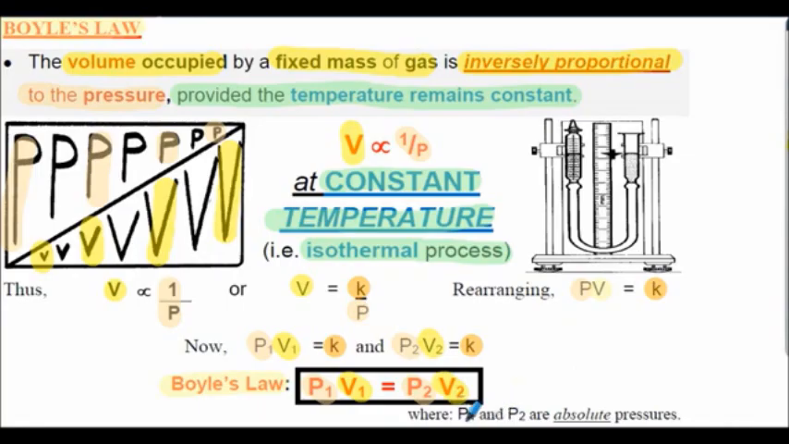Note that pressures P1 and P2 are absolute pressures. We must always use absolute pressures within the gas laws. Just note for reference, of course, we could extend Boyle's law to also include P3 V3, so we have a further stage within our process.